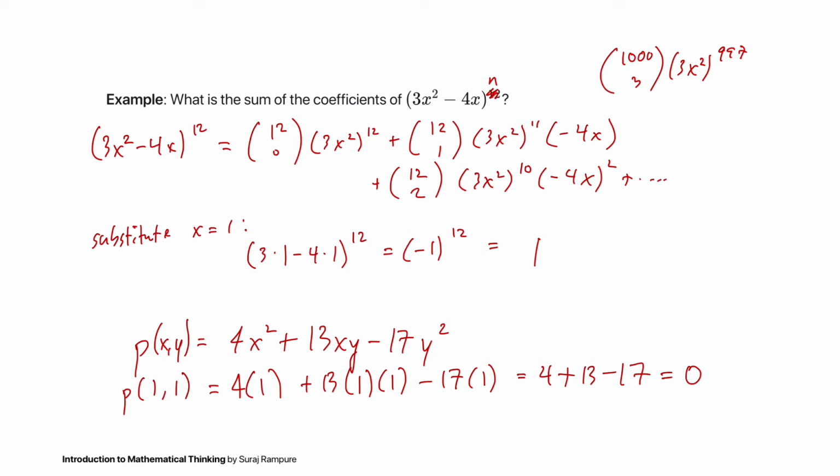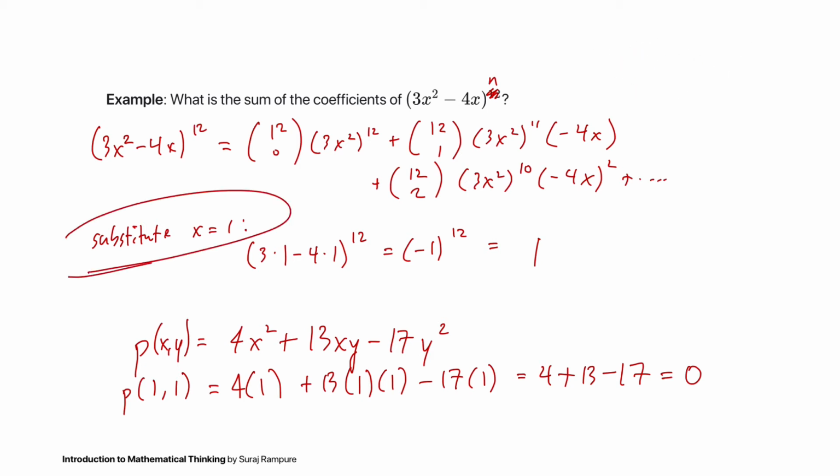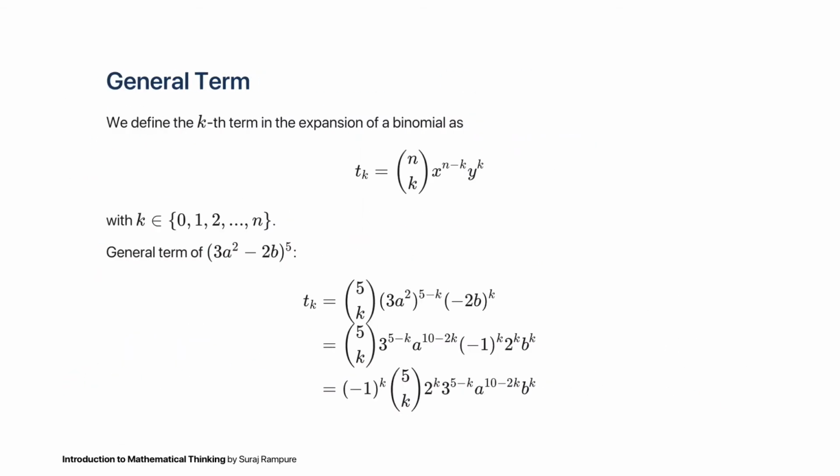Cool. So to find the sum of the coefficients, we let all the variables be 1, and it sort of falls out on its own. Sound good? Cool. So now I want to introduce this idea of the general term, okay? And we'll probably be able to see the benefits of this more next week, unless I'm able to finish it today.